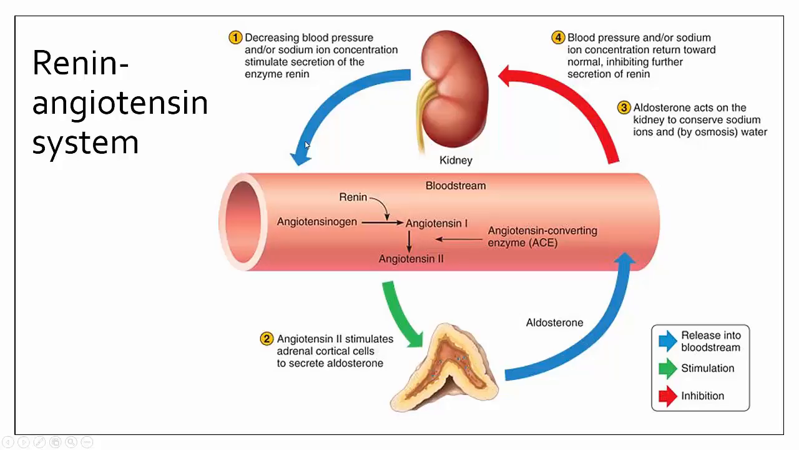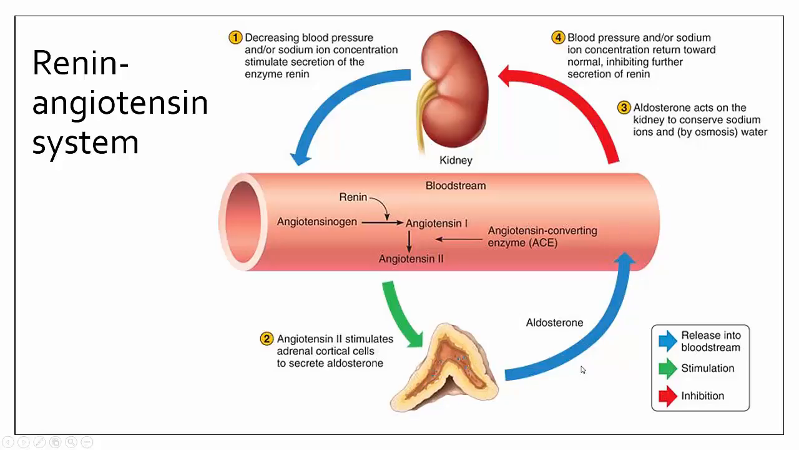Then your kidney will start this renin-angiotensin system. What I want you to take from this is that when your kidney senses decreased blood pressure or sodium ion concentration, it will secrete renin. And then there's this huge pathway whereby renin converts angiotensinogen into angiotensin, and so on. You don't need to know that in detail. But this pathway eventually stimulates the adrenal cortical cells to secrete aldosterone. So it's angiotensin that actually stimulates the adrenal cortex.